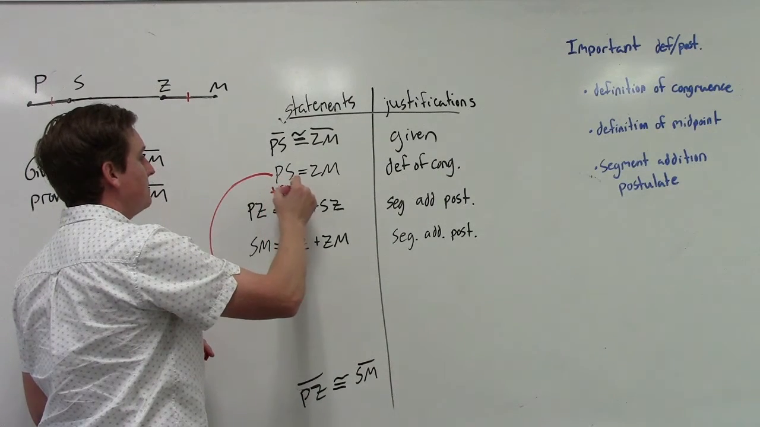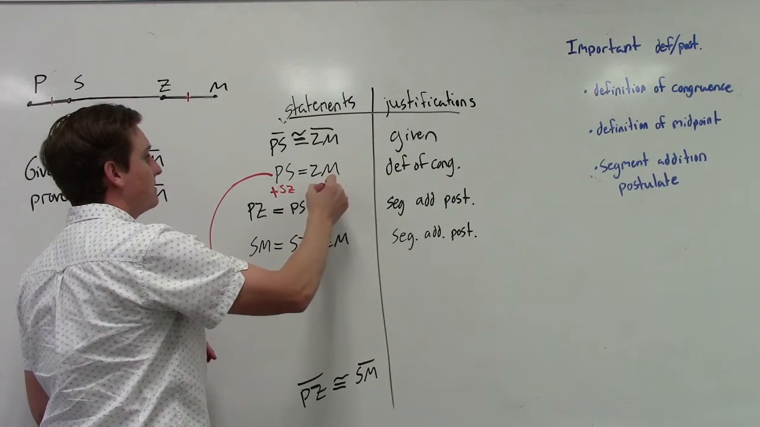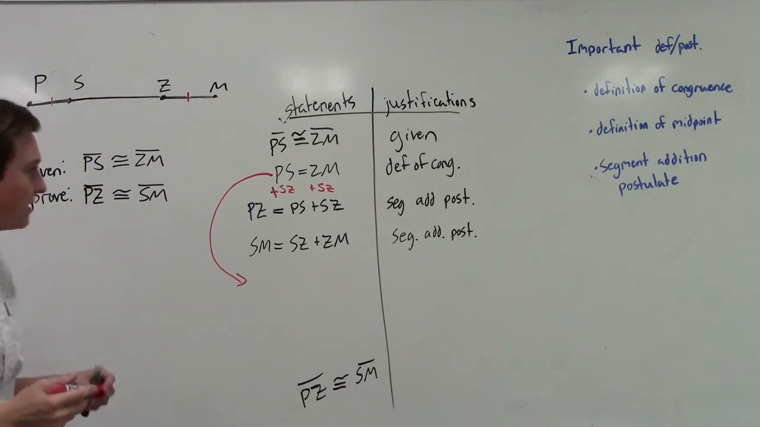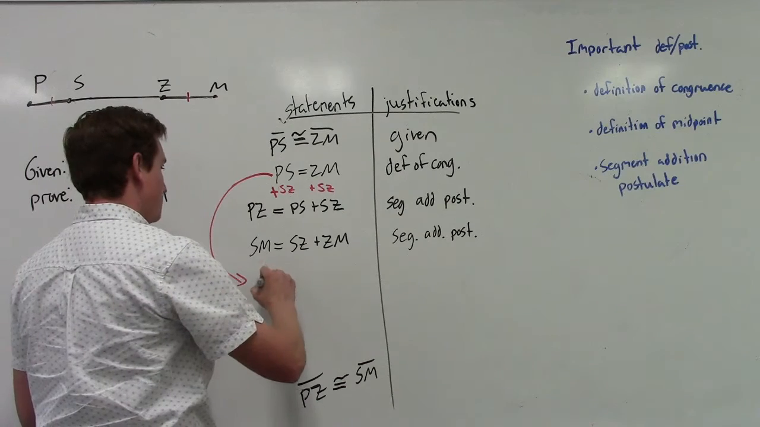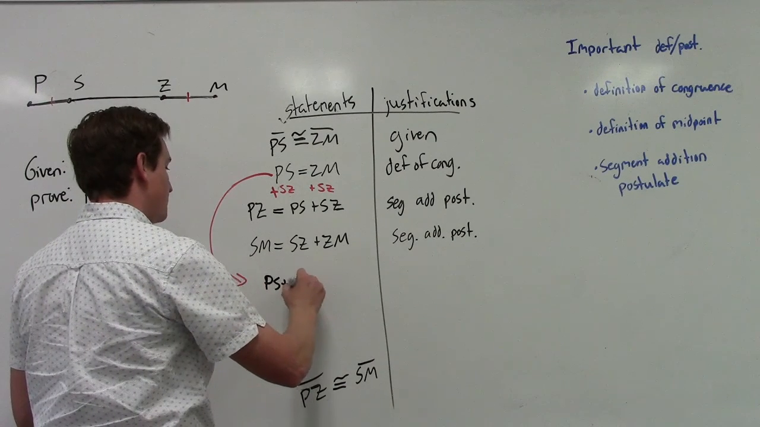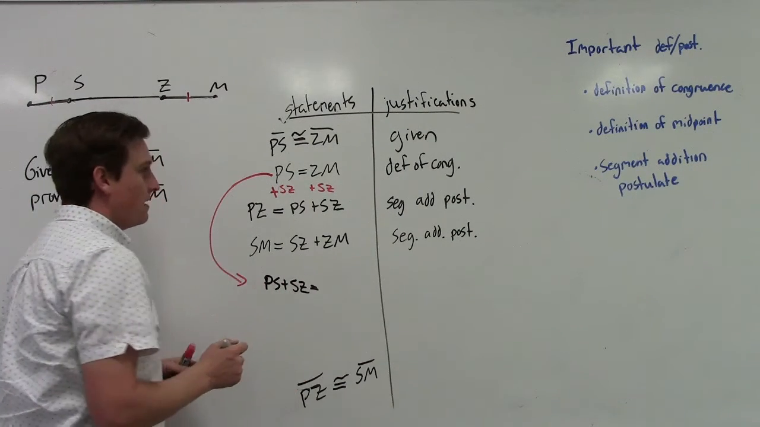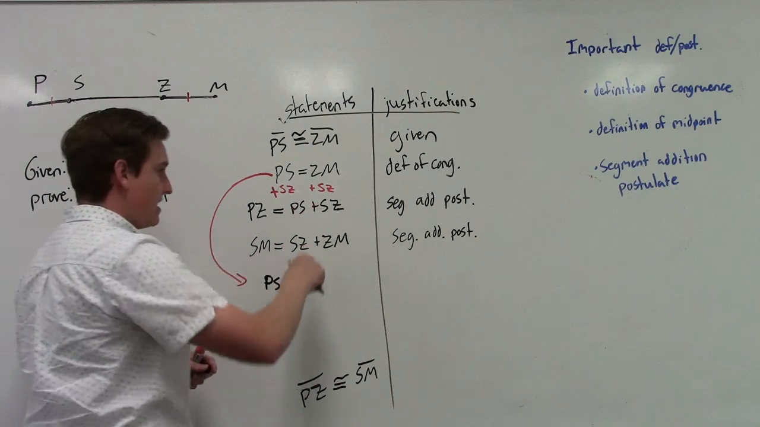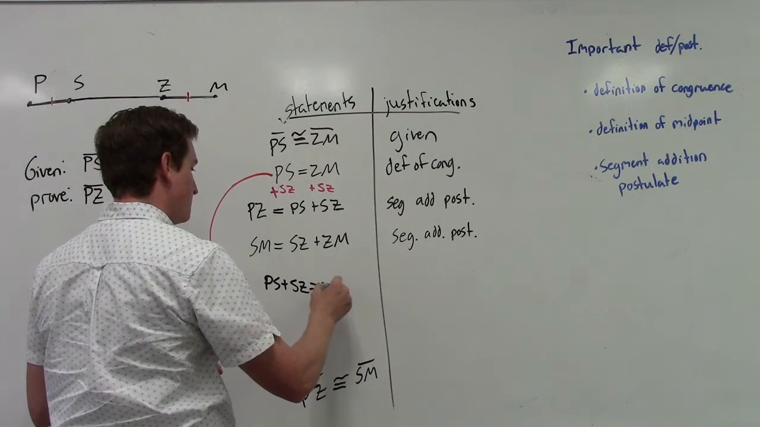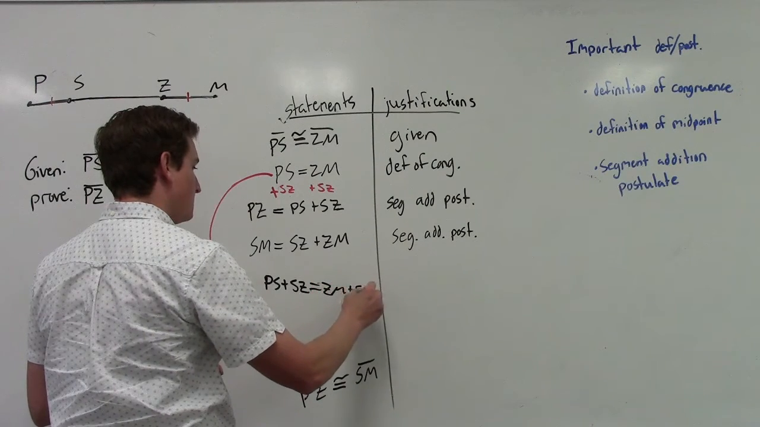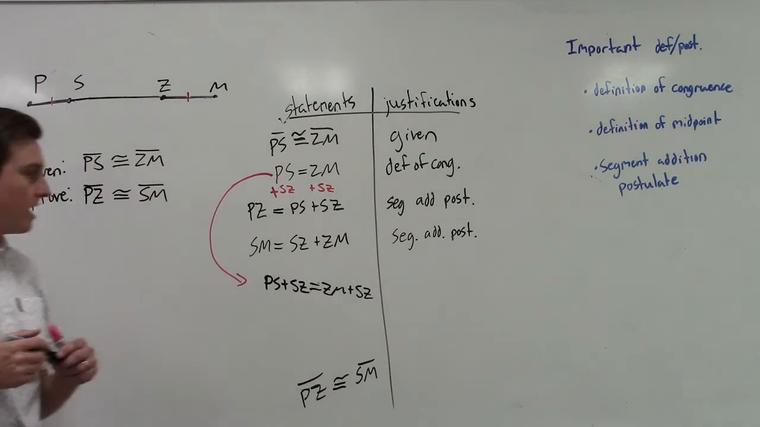So you would normally show this, but I'm going to do plus SZ, plus SZ, on both sides. I can do that. And I'm going to write the result that I get way down here. So this is PS plus SZ. And on this side, I have ZM plus SZ. So we got that going on there.